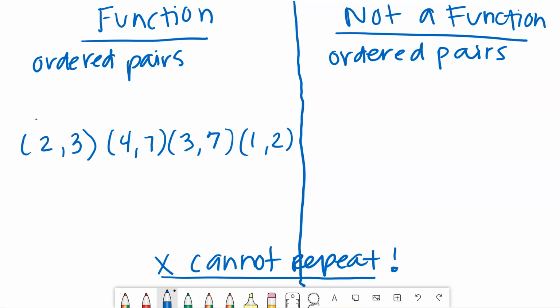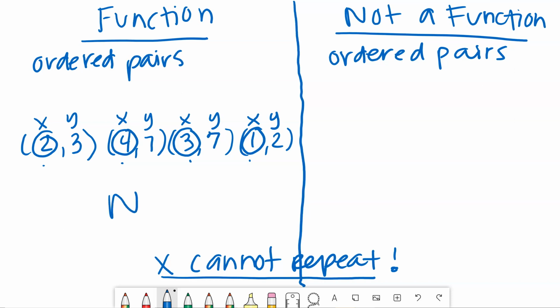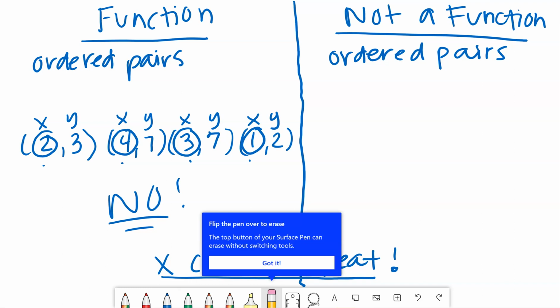These are ordered pairs. Remember, it's x and y. X always goes first, just like the alphabet, x and y. So basically we don't need the y. All you're looking at is the x's. Are any of these x's repeating? We have a 2, a 4, a 3, and a 1. Are any of those repeating? No, they're not repeating. So yes, it is a function.